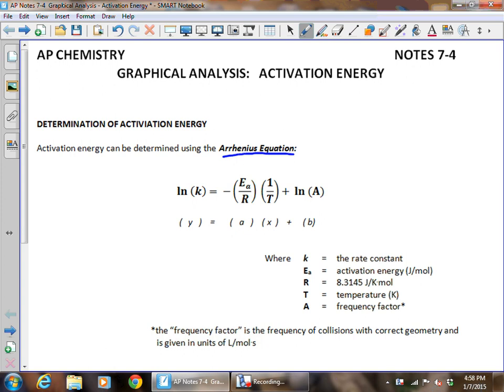be equal to the negative of the activation energy divided by R, and notice that R is the joule R because activation energy is in joules, so we have to make sure the units are correct, times 1 over the temperature in kelvins plus the natural log of the frequency factor. Now, the frequency factor is the frequency of collisions with correct geometry and is given in units of liters per mole.